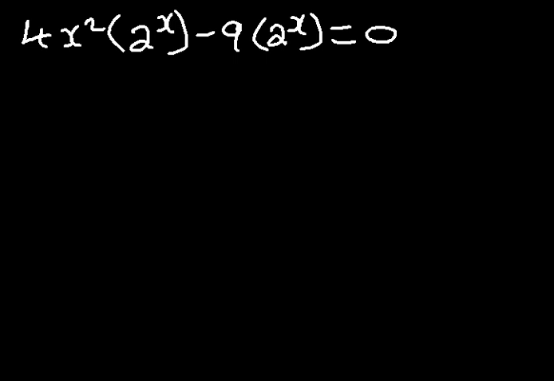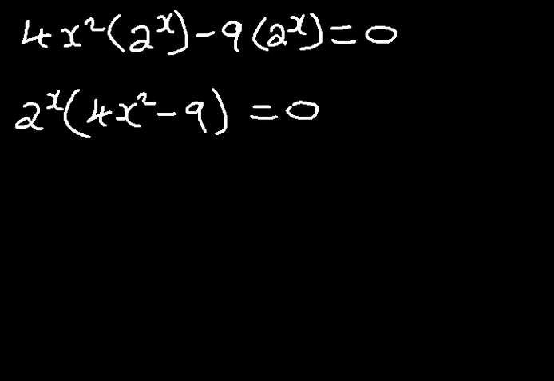We use the same principle. So what is the common factor? We have it as 2 to the power x, so we should have 2 to the power x times (4x squared minus 9), which is equal to 0. So we have 2 to the power x being equal to 0. This is undefined. We can't solve for that.